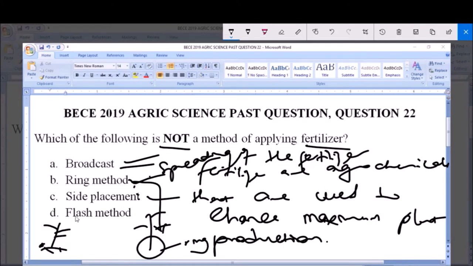Now D here says flash method. Flash method is not a method of fertilizer application in agriculture. So D here is the answer to our question, because the question says which of the following is not a method of applying fertilizer. And we have the broadcast method, which is spreading of fertilizer. We have the ring method, like I told you, and then the side placement. But flash method here is not applicable in agriculture. So the answer to this question is option D, flash method.